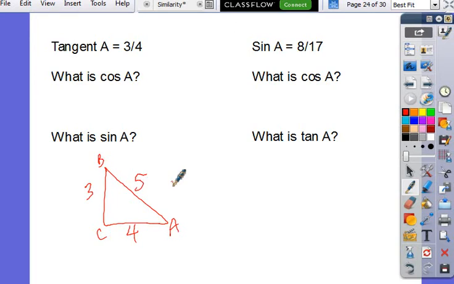Well, what is cosine of A then? 4 over 5. Adjacent over hypotenuse, 4 over 5. What is sine of A? 3 over 5. So that's all you'd have to do. All right? So we should be able to work with it on stuff like that.